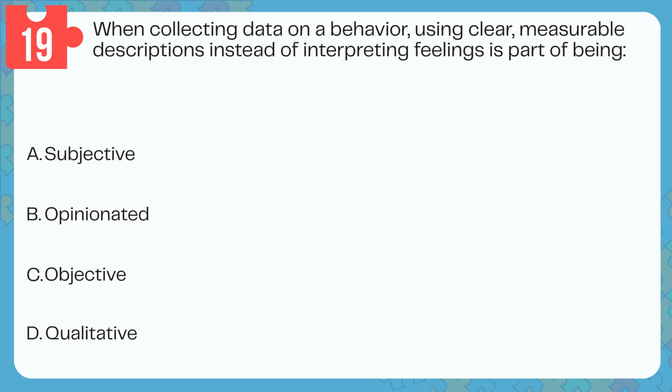Question 19. When collecting data on a behavior, using clear, measurable descriptions instead of interpreting feelings is part of being: A. Subjective. B. Opinionated. C. Objective. D. Qualitative.